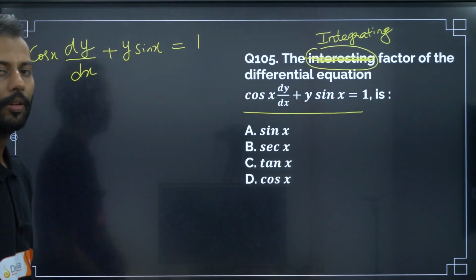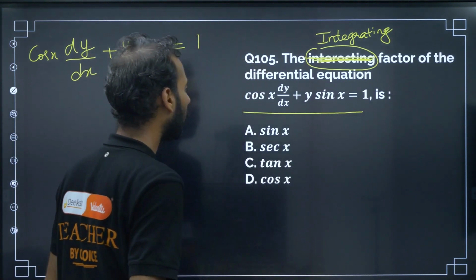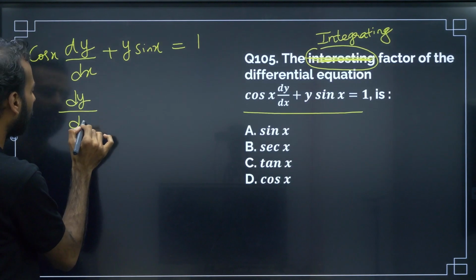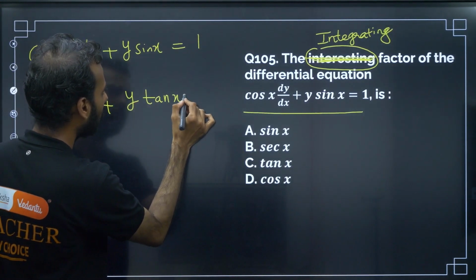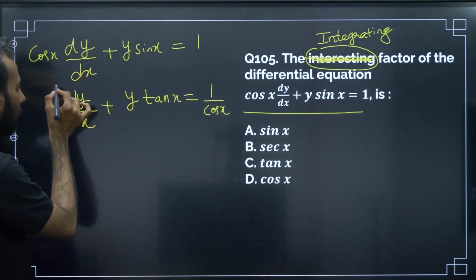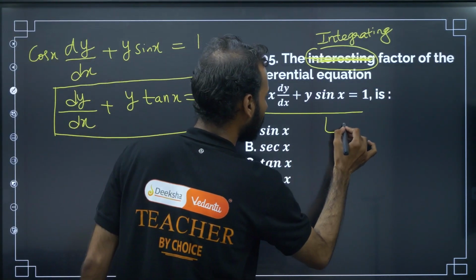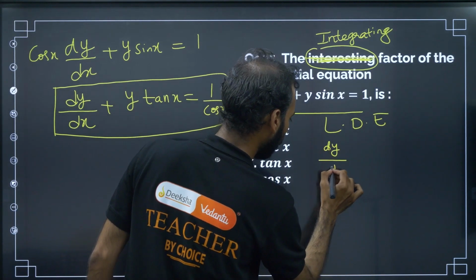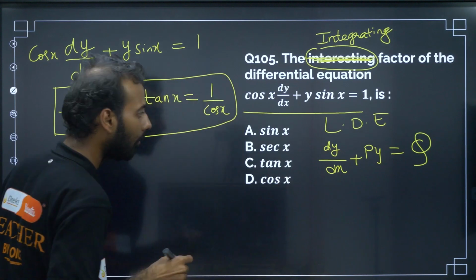Just now in one of the previous questions we discussed this algorithm, again I don't want to write the same thing once again, it is very hectic. If I divide by cos x on both sides, this becomes dy by dx plus y tan x is equal to 1 by cos x. If you observe, this is a linear differential equation. A linear differential equation will be in the form dy by dx plus py is equal to q.